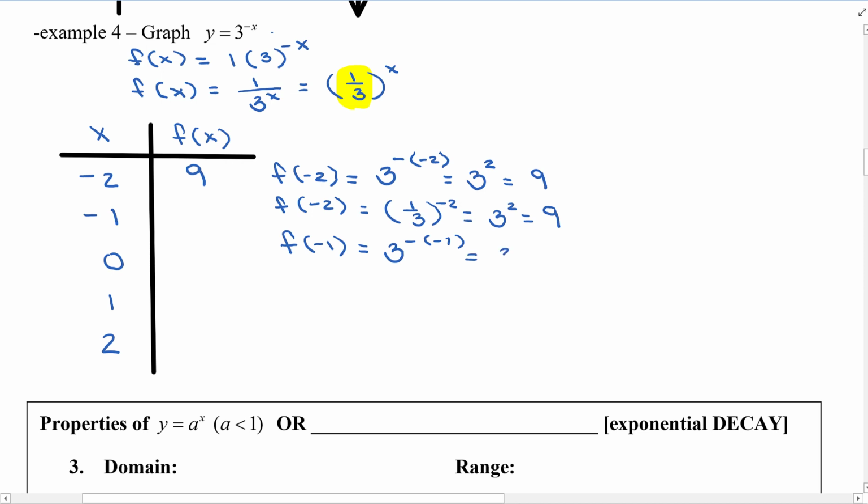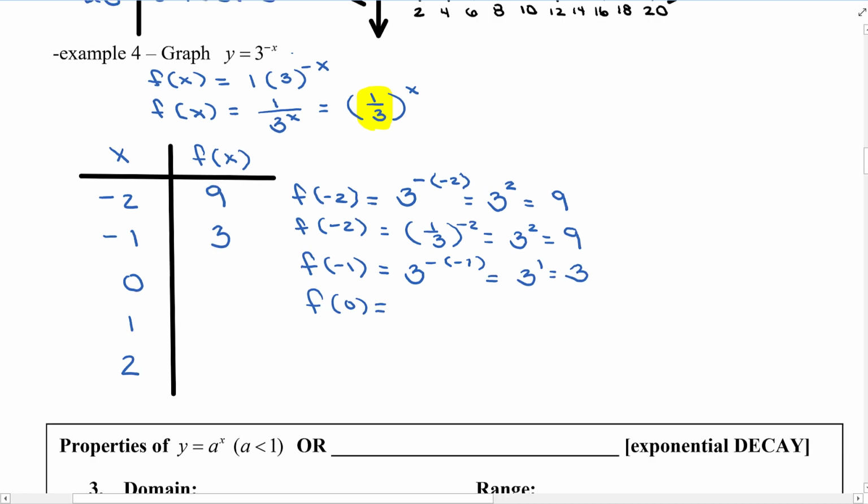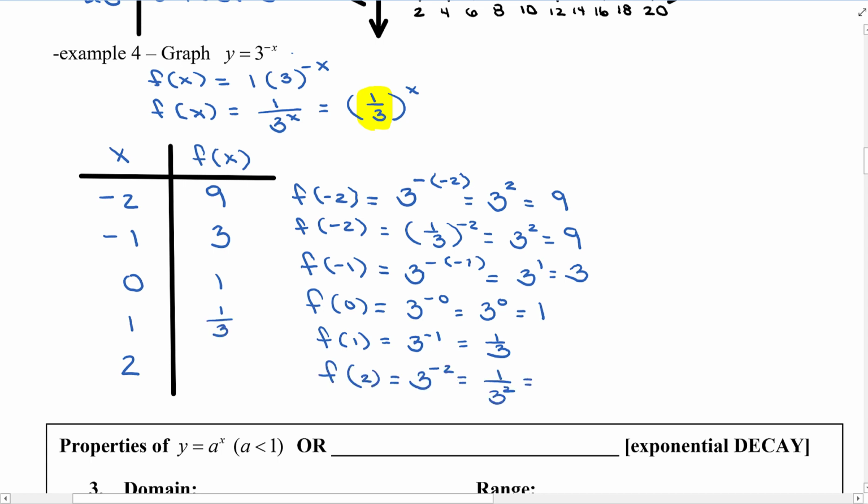f of -1 is equal to 3 raised to the negative times -1 power, which is equal to 3 raised to the first, which is equal to 3. And f of 0 is equal to 3 raised to the -0 power, which is equal to 3 to the 0, which is 1. f of 1 is equal to 3 raised to the -1 power, which is equal to 1/3. f of 2 is equal to 3 raised to the -2 power, which is equal to 1 over 3 squared, which is equal to 1/9.